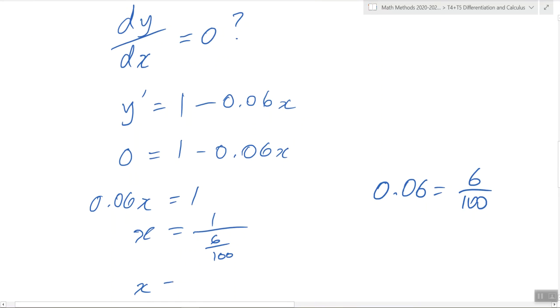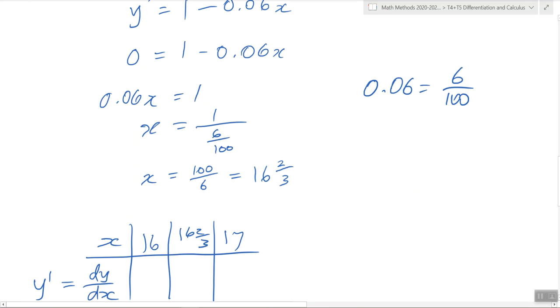x equals 16 2/3. Now we test the gradient either side of that x value. So we're looking at the x value either side of 16 2/3, where the rate of change is 0. So we're going to sub in. Let's start with x equals 16.